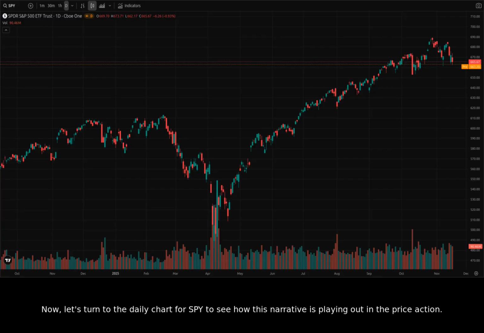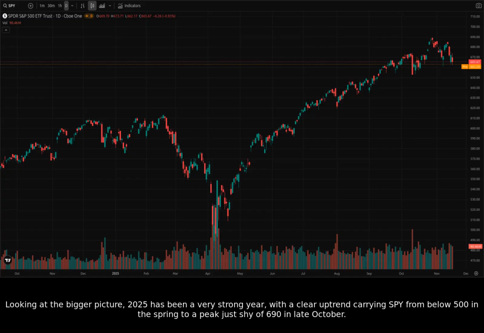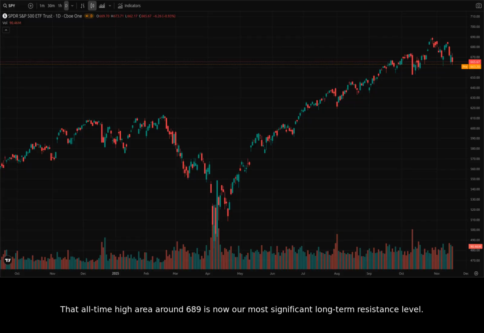Now, let's turn to the daily chart for SPY to see how this narrative is playing out in the price action. Looking at the bigger picture, 2025 has been a very strong year, with a clear uptrend carrying SPY from below 500 in the spring to a peak just shy of 690 in late October. That all-time high area around 689 is now our most significant long-term resistance level.